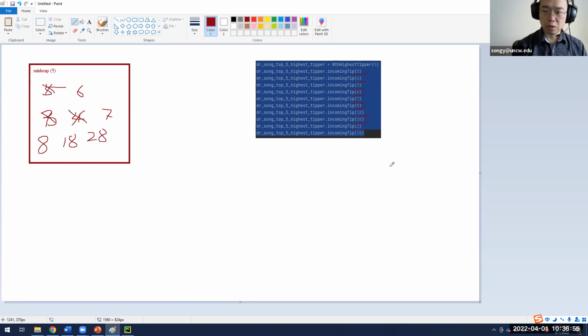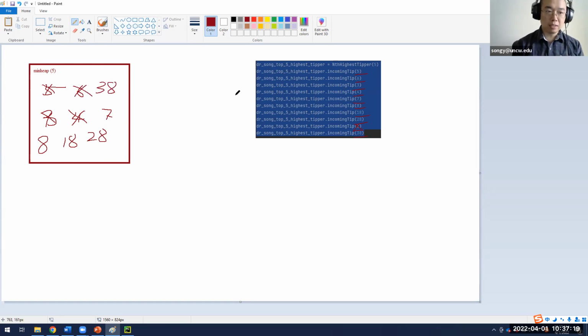How about 2? Do I even want to put this 2 in? No, because the smallest value is 6, right? This 6 is higher than 2. So this 2 won't even be in my top 5. So I'm not considering it. And then for 38, I'm going to kill the smallest value, which is 6, and then I'm putting in the 38.